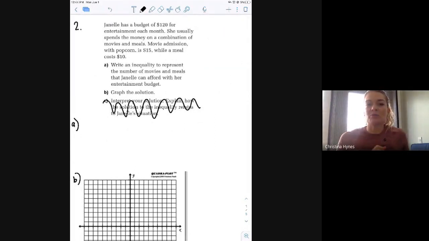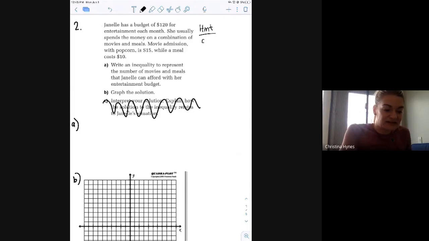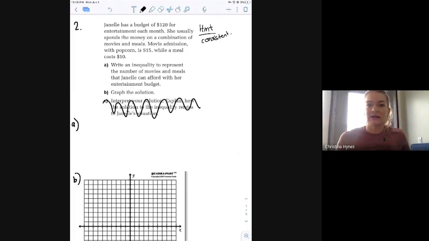Okay, question number 2. So this one's about making the equation. A little hint to you guys about your question is that you're going to have to make sure they're all in the same units. So in this case, do you guys see how they're all in dollars? But if I had some of the amounts in cents and some of them in dollars, I would need to convert them all into dollars or all into cents. So you need to be consistent with the units, okay? That's just something you guys need to look at for your question number 2.